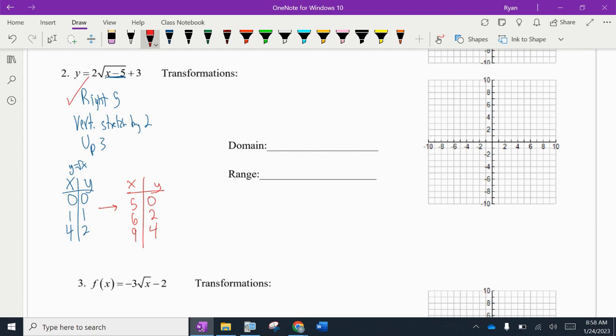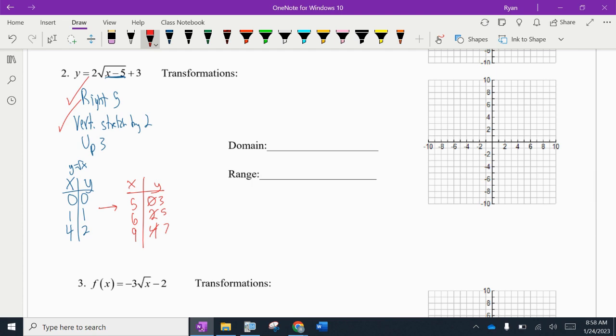So we did the first one, we did the second one. Now we have to go up by 3. So you're going to take these y values, move them all up by 3. So add 3, add 3, add 3. Those are our points.